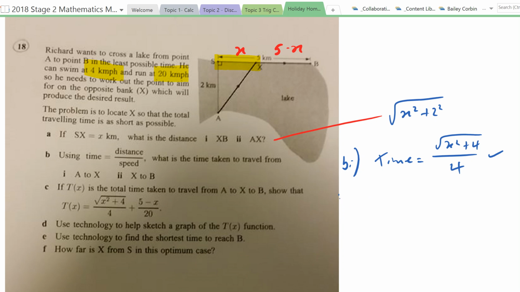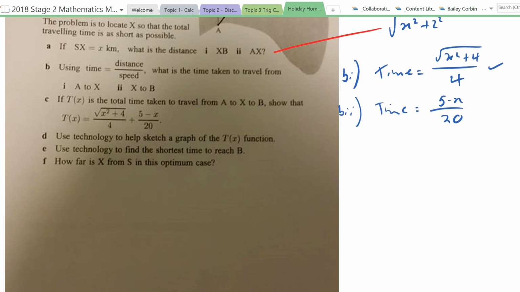All right, and then part 7, from X to B. X to B, once again, that time is equal to the distance, 5 take x, over the speed. He's running much more quickly. He's running very quickly. All right.